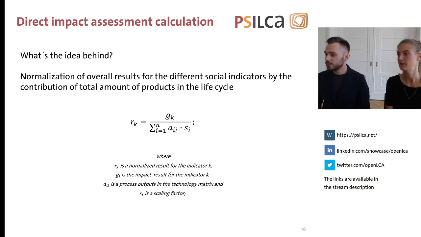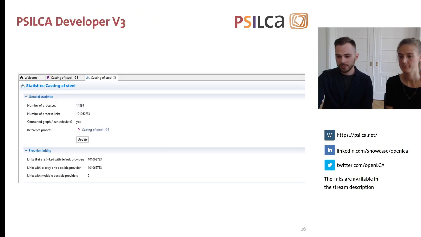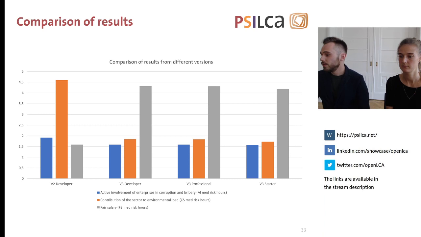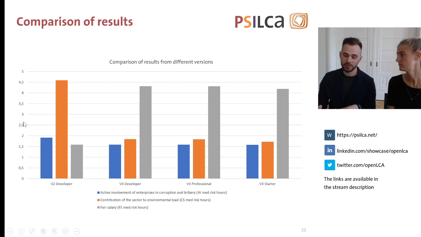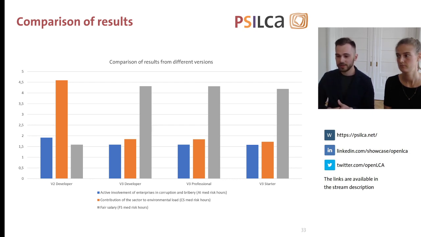So if we go to the question, so to that graph. You were asking about how they are comparable. As you can see here in the developer version 2, we have contribution to the sector environmental load of about 4.5. But in the new version, with the availability of new, more precise data, we have lesser impacts than in the previous version. So you can say you can compare the data. The same goes for the active involvement of enterprises in corruption and bribery. But the most graphic indicator in that case would be, as we said, and Pia also stated, the contribution of the sector and environmental load.